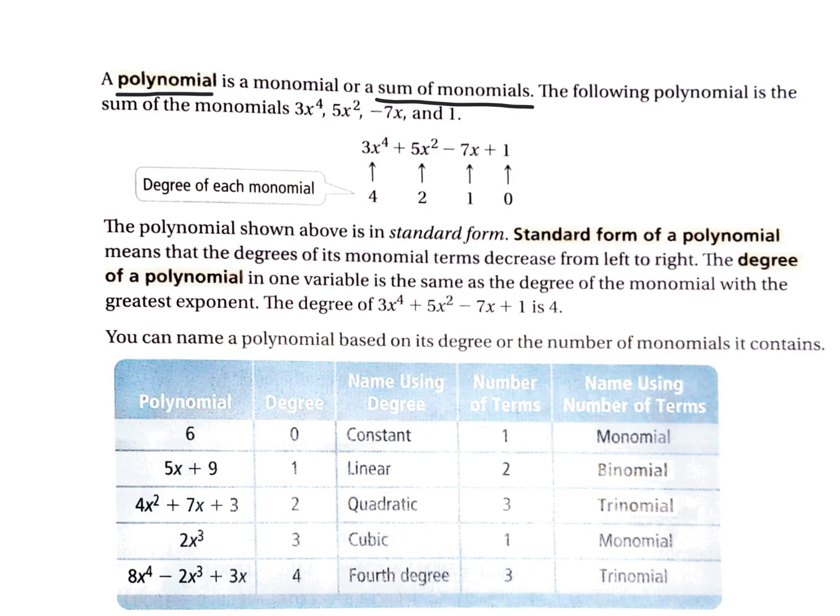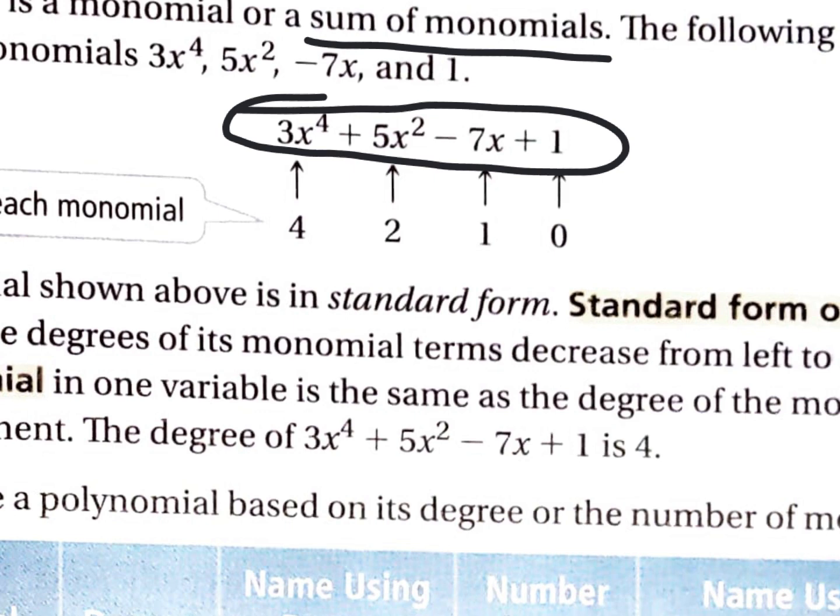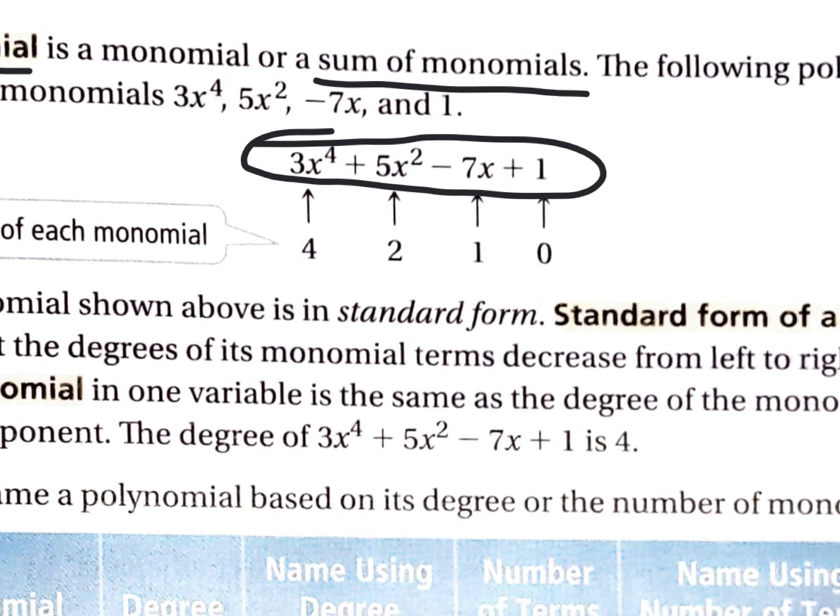So this would be an example of a polynomial. And in a polynomial, we can also talk about what the degree of each of those terms is. So 3x to the fourth would be degree 4. 5x squared is degree 2, minus 7x is degree 1, and then plus 1 is degree 0. Then we can name a polynomial based on the highest degree that we see. The highest degree in this case is 4, so this would be a fourth degree polynomial.